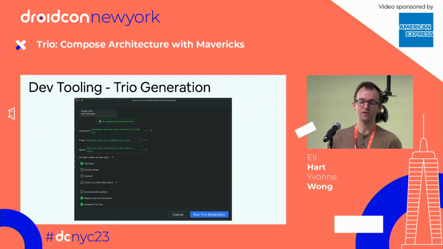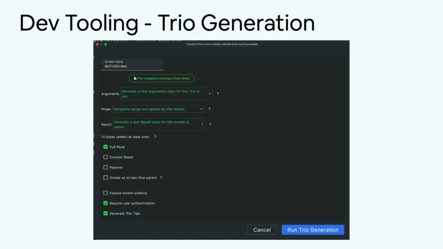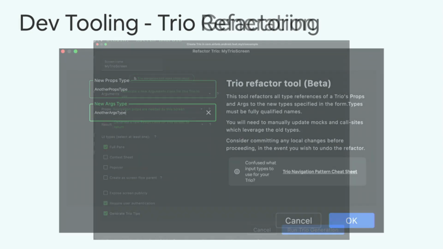To support our engineers, we have invested in IDE tooling with an in-house IntelliJ plugin. It includes a Trio generation tool that creates all of the files and boilerplate for a new Trio, including routing, mocks, and tests. The tool helps the user choose which arguments and props to use, and helps with other customizations such as setting up custom flows. It also allows us to embed educational experiences to help newcomers ramp up with Trio.